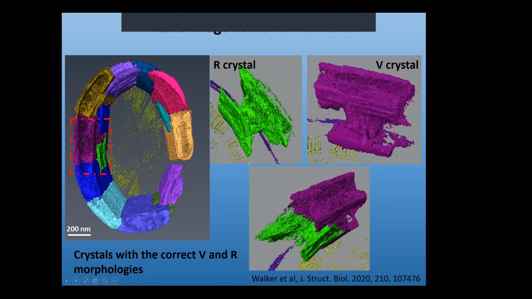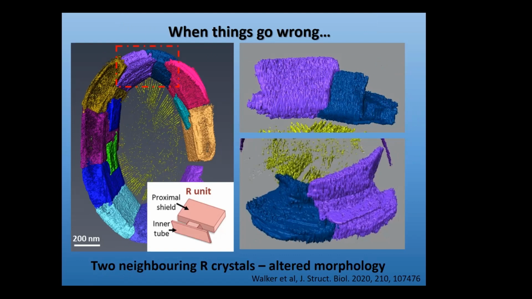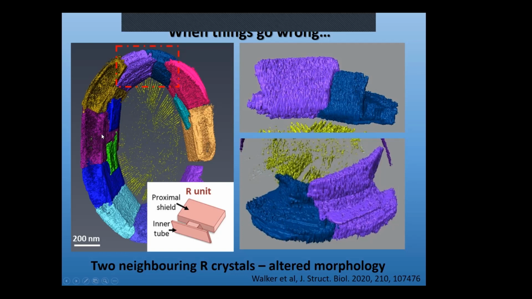Now, what was lucky for us in that sense is that coccolith formation is not foolproof. Sometimes things can go wrong. And one of the ways that things can go wrong is that we can have a mismatch in the alternation sequence. And when that happens, we have altered crystal morphologies. So this is what we see here, for example. Here I have in purple a V unit, then alternating with an R unit in blue, and then another V unit in gold. And then we have two R units that are sitting just next to each other.